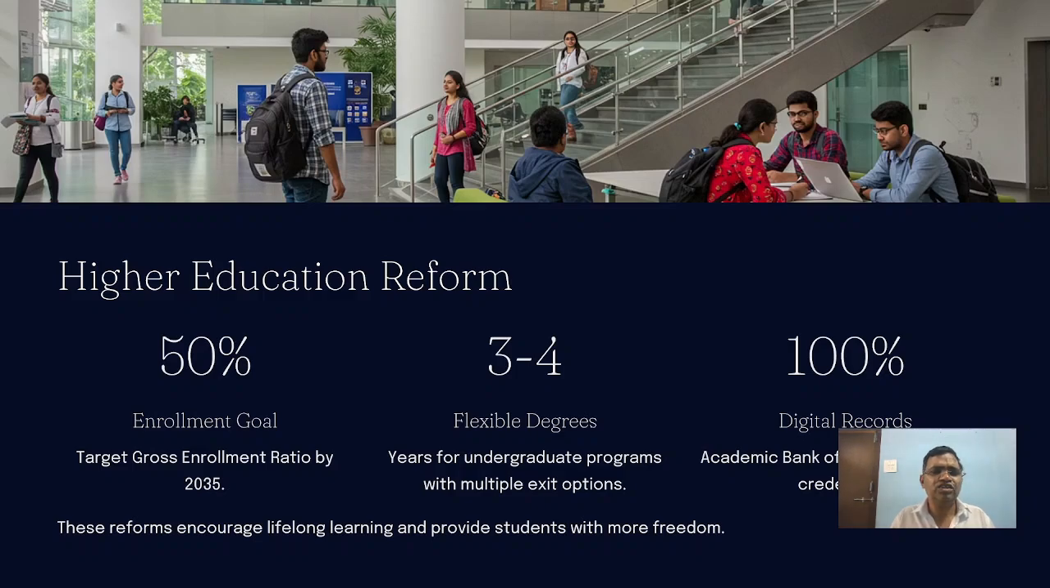Then higher education reforms. Higher education nowadays is very poor. The enrollment is very poor. So they want to increase enrollment to at least 50%. The enrollment ratio will be 50% by 2035, and there are flexible degrees, like four years for the undergraduate program, so they can easily exit and enter into multiple degrees.